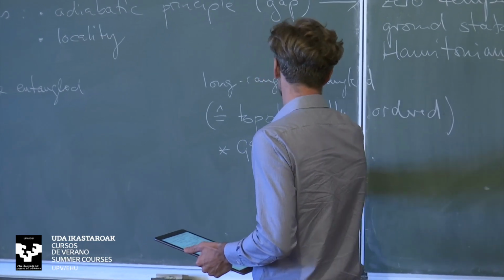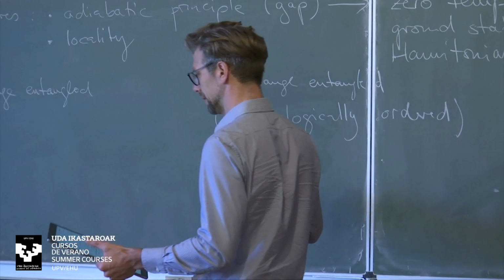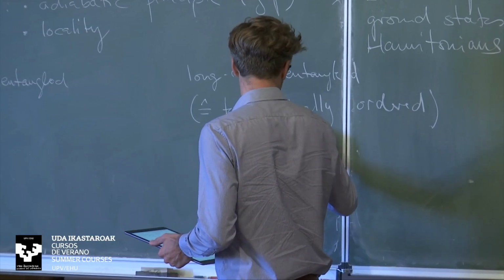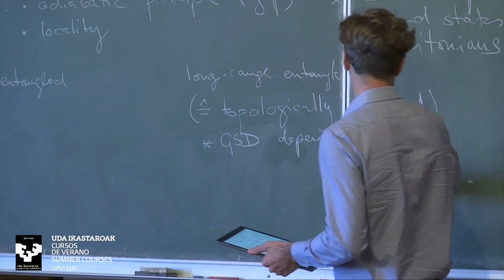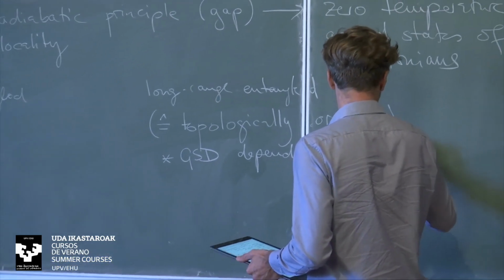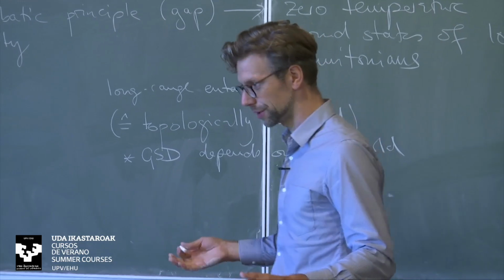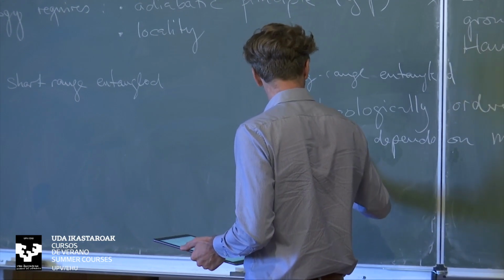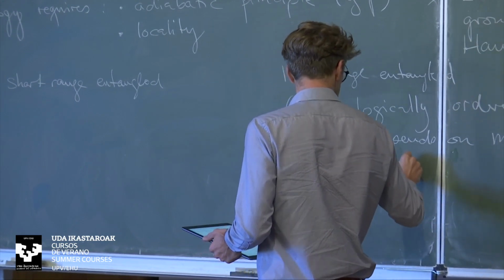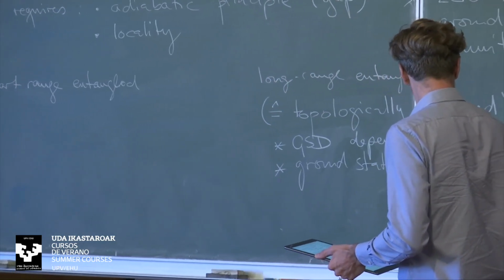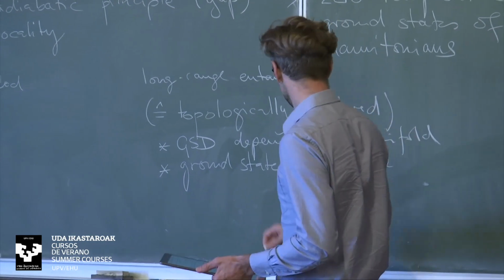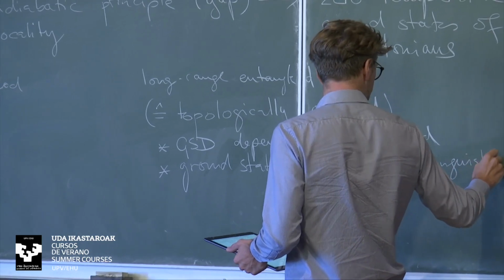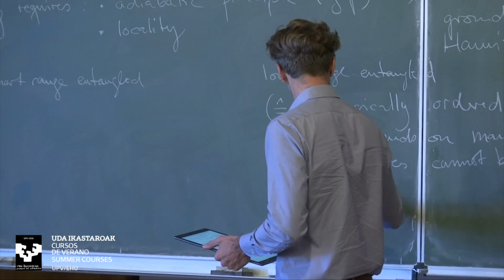Ground state degeneracy, more generally, really depends on the system size and its topology. It depends on the spatial manifold on which the system is defined. And the second important thing is that these degenerate ground states cannot be distinguished by local measurements or local observables.